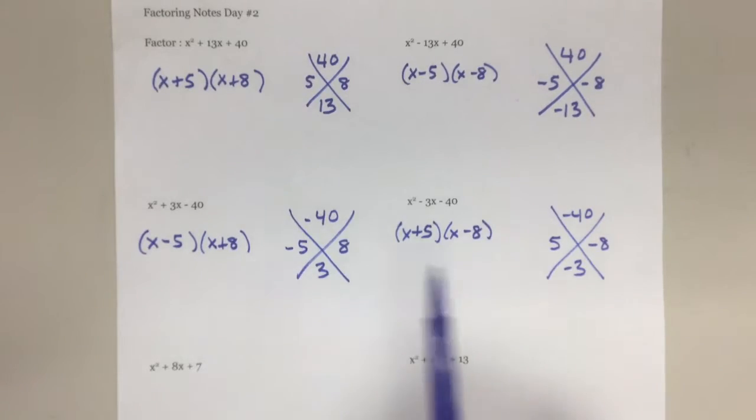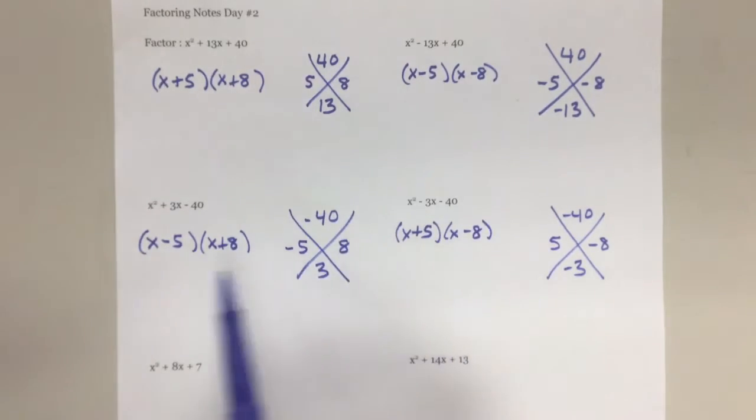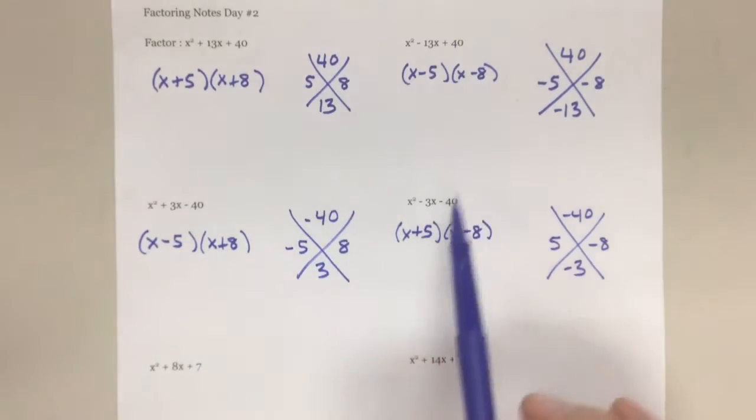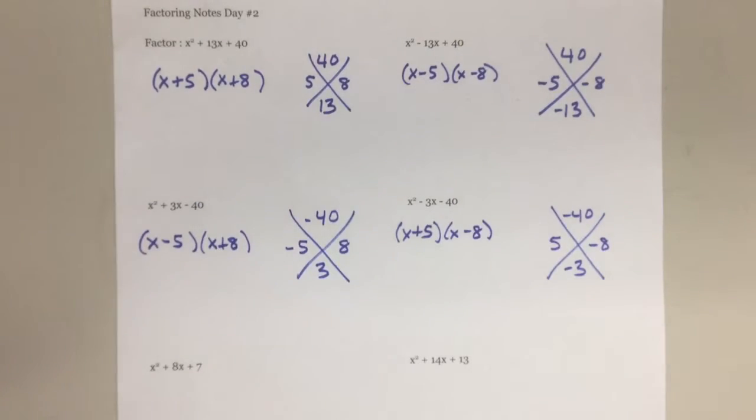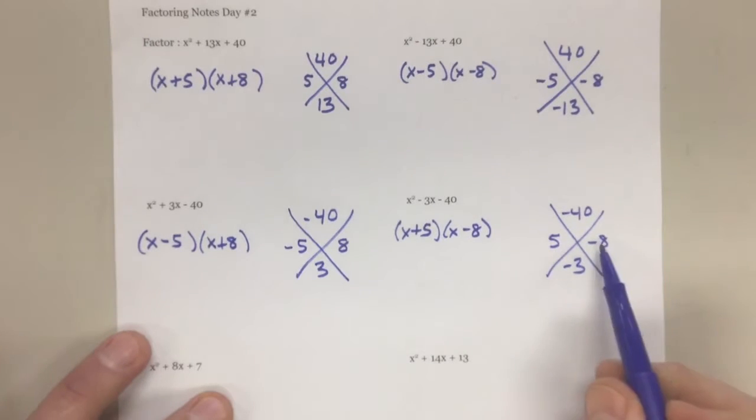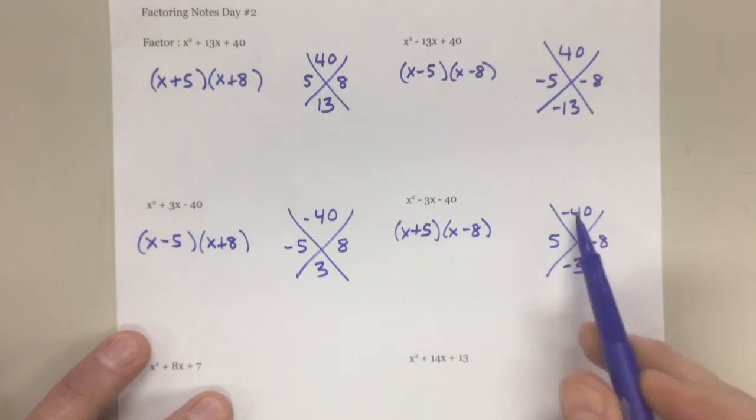So there's 4 examples where we used 8 and 5 in different ways to get the different equations. So you just have to be careful that your numbers add to the bottom number and multiply to be the top.